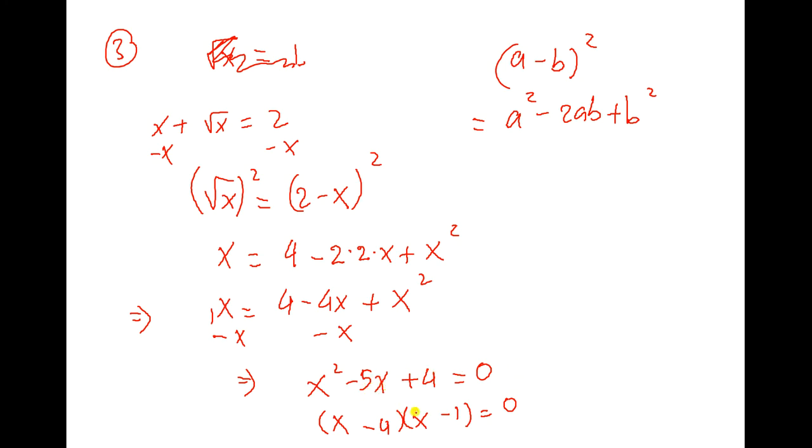So using the zero factor property, you set each of them equal to 0 and then solve for x. So you add 4 to both sides, I end up with x equal 4, and then add 1 on both sides, I end up with x equal 1.